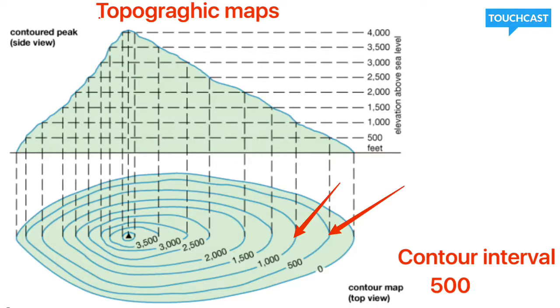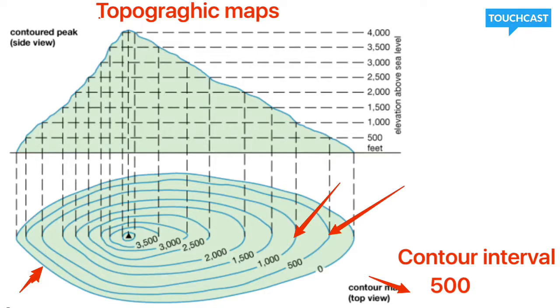So if you look here, the first step you're going to do is look at the contour interval. That tells you how tall each line is. So basically, each line is going to go up 500 feet. So this entire first circle, all the way around the map, is going to be equal to 500 feet. Then the next circle is equal to 1,000, and then 1,500, etc., until you get all the way up to the very top, which is going to be about 4,000 feet.